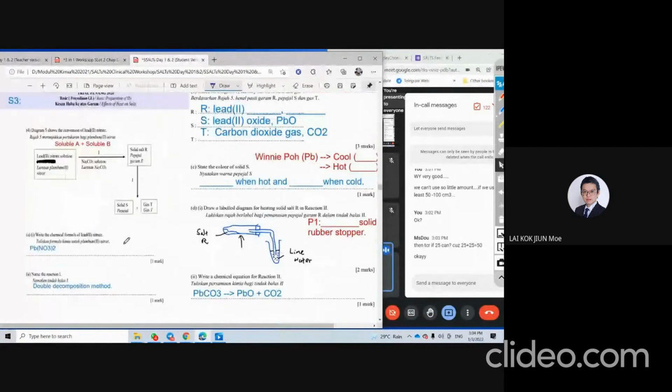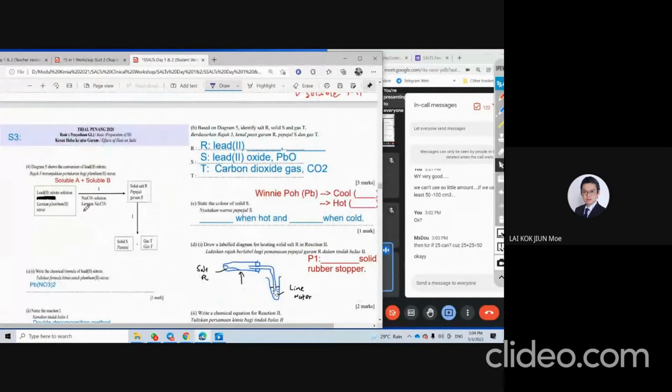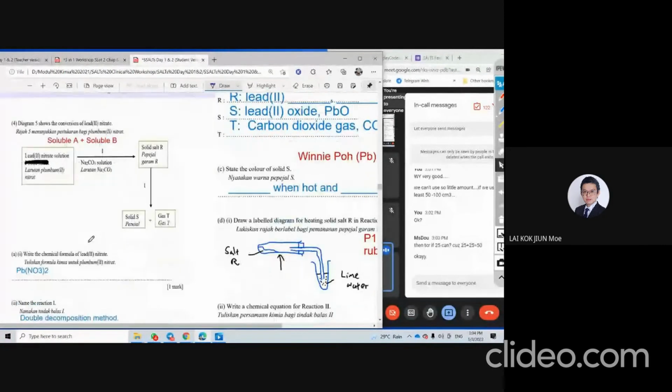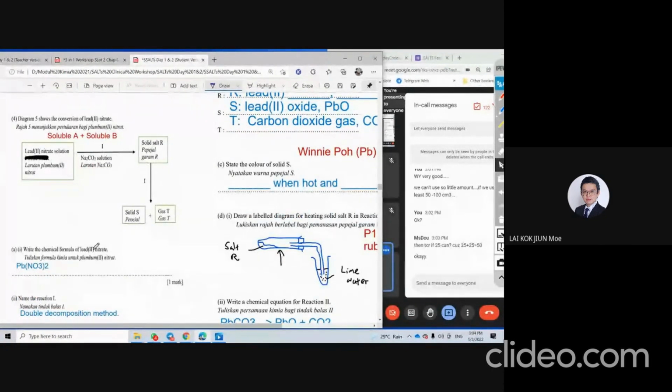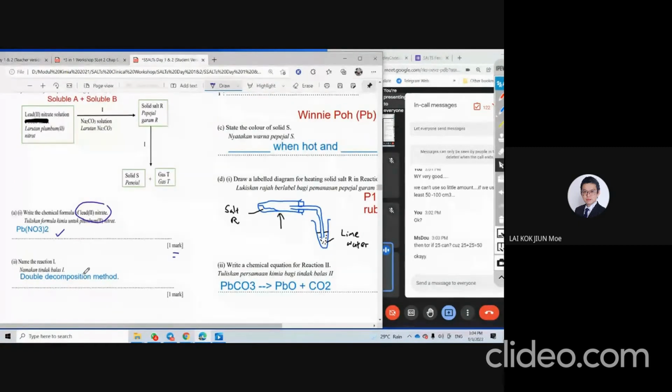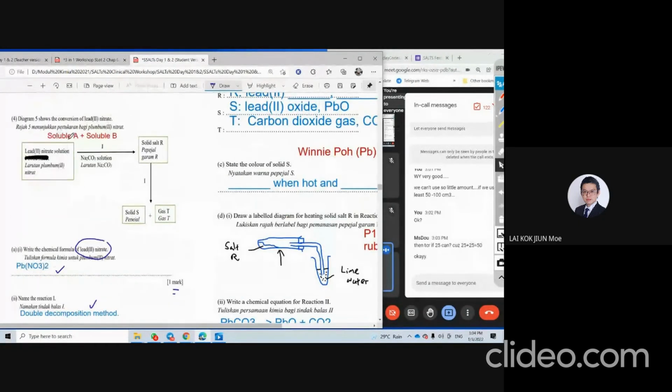Is this part. So for the Penang trial, you can see the first question they're asking. The formula for lead nitrate, Pb(NO3)2, is correct. No problem here, you get 1 mark. The reaction is double decomposition. Solution A plus solution B will become solution C, an insoluble solid. This one is the precipitate, you can say PPT.